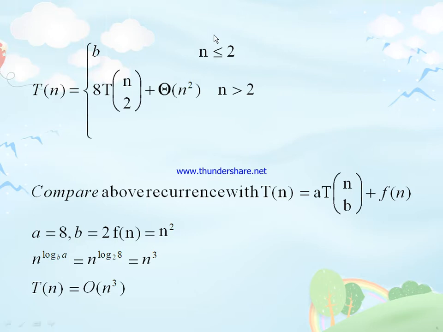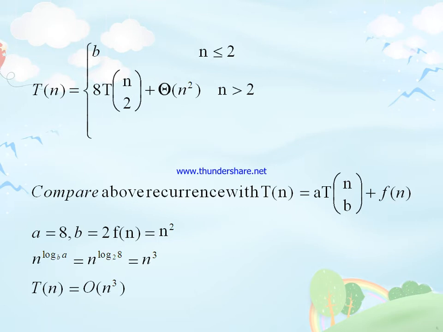When we consider n value greater than 2, then this may be 8T of n by 2. That is, n by 2 dimensional matrix multiplications 8 times, plus theta n square, which is the addition of the result after each iteration. N square represents the addition of results. This is the number of multiplications.